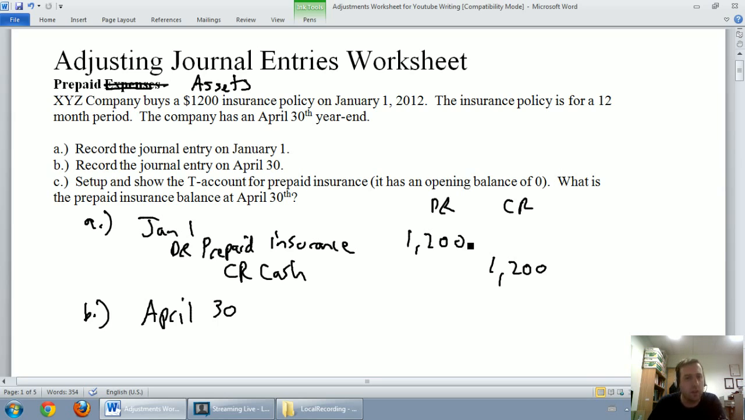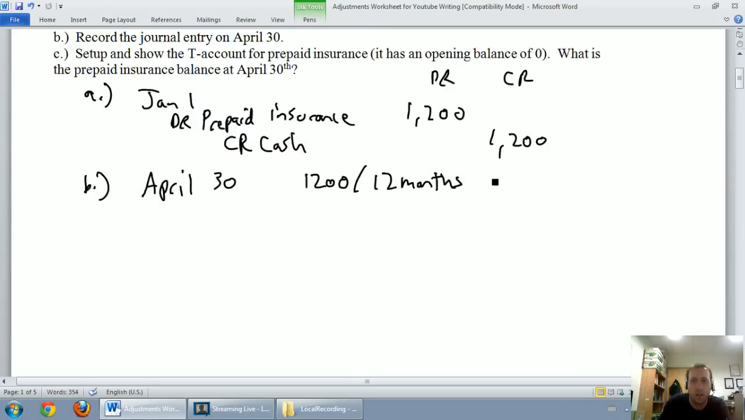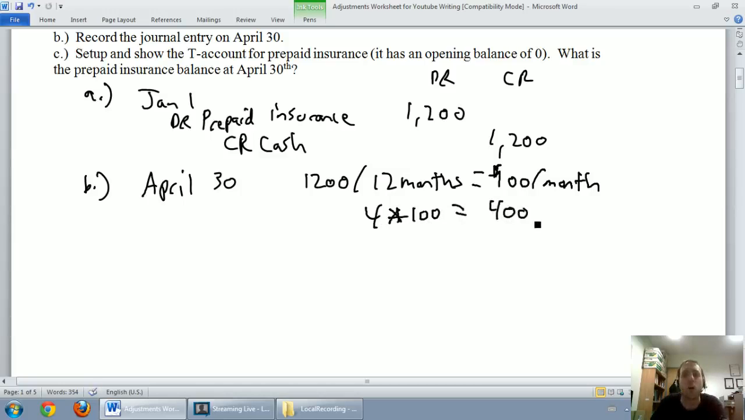So let's go ahead on April 30th and figure out how much of this insurance to expense. I'm going to do it just on the side here. We bought a $1,200 insurance policy that was supposed to last us 12 months. That means our insurance is going to expire at a rate of $100 per month. We've gone from January, February, March, April. We've used 4 months of insurance. So 4 months of insurance at $100 means we've used $400 worth of insurance. We've used it up. It's expired.